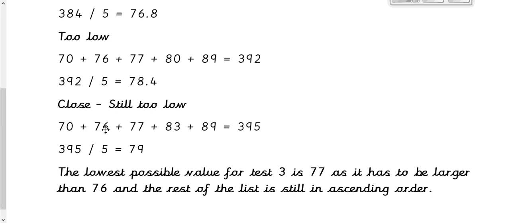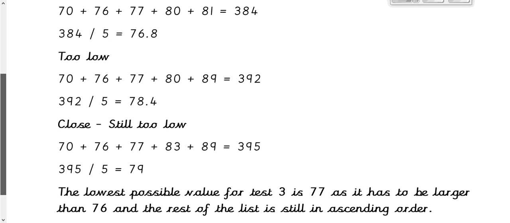I'm a lot closer, but still too low, so I still need to make my numbers bigger. Now 70 add 76, I was given those, so I have to keep those. I want it to be 77, so I'm adding that. And these two have to be 80 numbers, but in ascending order. So I put 83 and 89. Add them all up gives you 395. Divide through by your 5 bits of data, gives me 79.